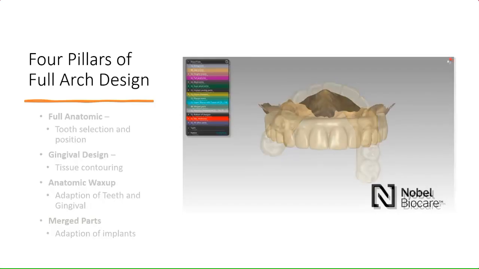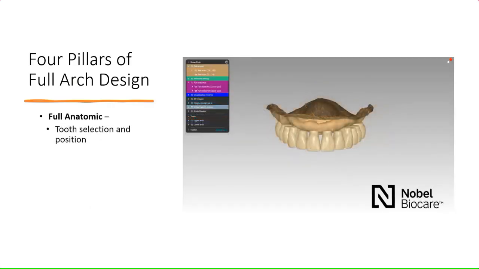So the first pillar is the full anatomic, and I'm going to go through the software. I just wanted to bring these things out to you. The full anatomic is really where you're going to get your tooth selection and position. This is really important. This is where you're going to select your library and position it on the arch. You're really only working on the teeth themselves, and how they relate. I'll go through that in the software.